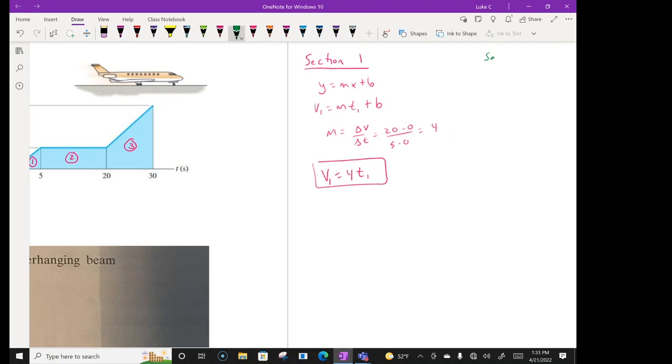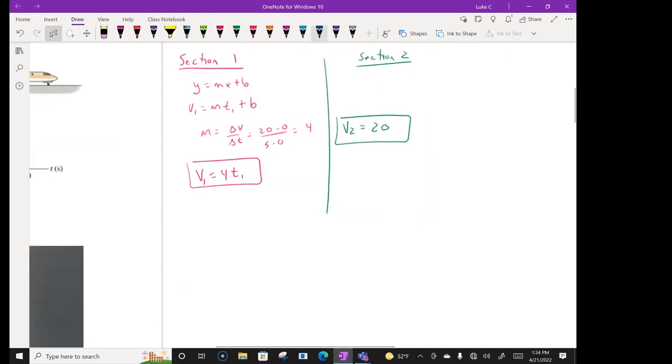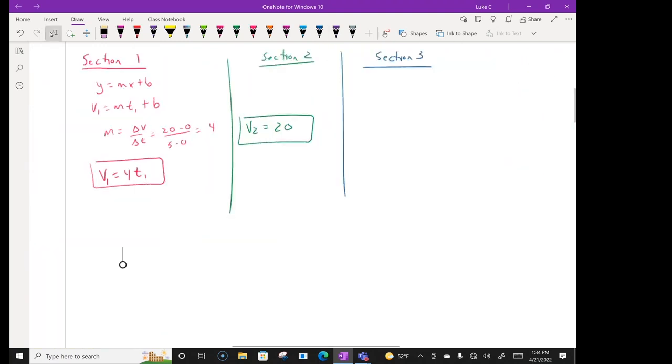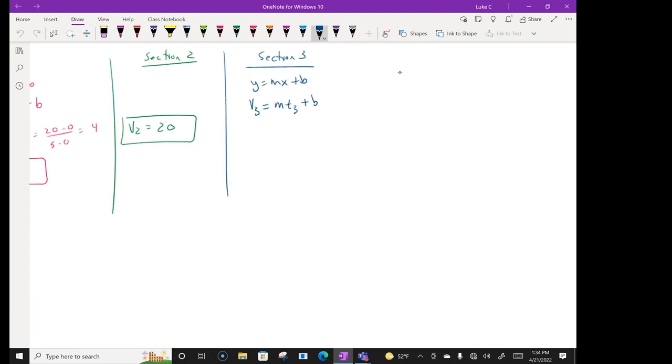Second one should be real easy, right? Section 2. V2 is just 20. Okay, section 3. We can still use the same formula, right? Y equals mx plus b. Yep.